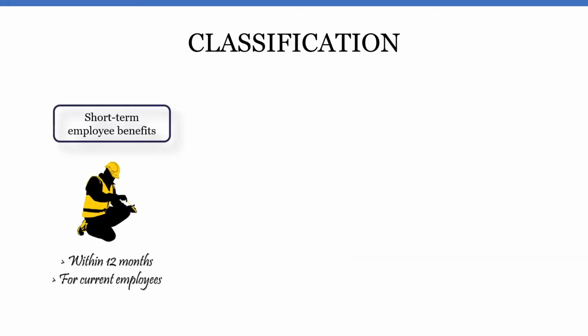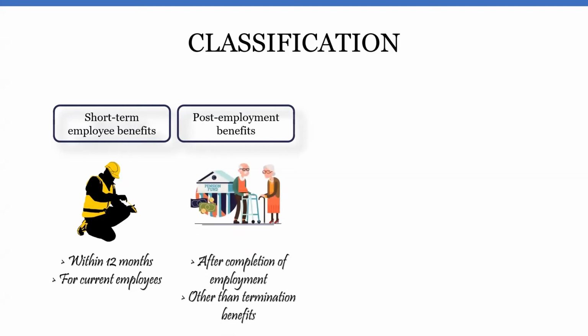So as discussed earlier, here are the classifications of employee benefits. We have short term. So yung short term, these are within 12 months. Tapos for current employees lang. Yung post-employment benefits naman, these are benefits after completion of employment, other than termination benefits.